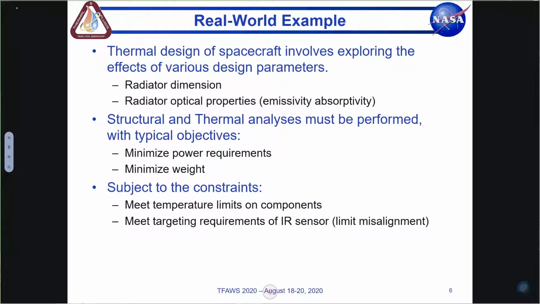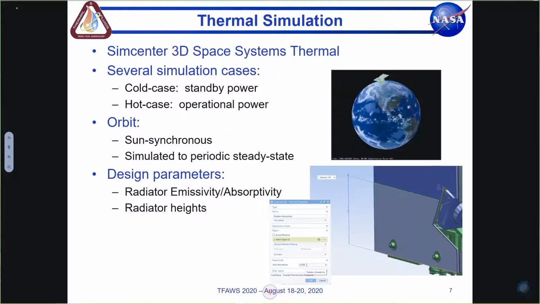And then there are obviously going to be constraints on the performance as well. So you need to meet the temperature limits on the components, and you have to make sure that the IR sensor meets the targeting requirements, which means you have to limit misalignment, and misalignment comes from the thermomechanical deformation that occurs due to temperature gradients in the device.